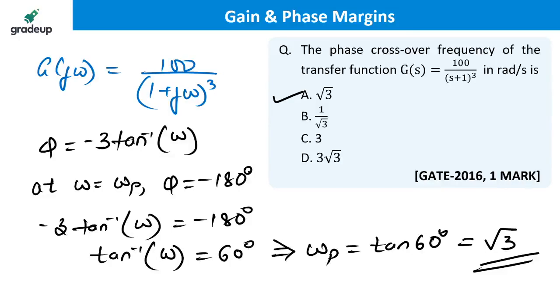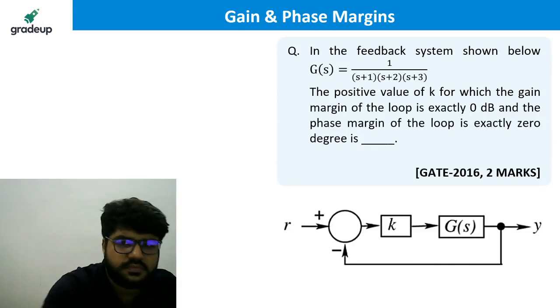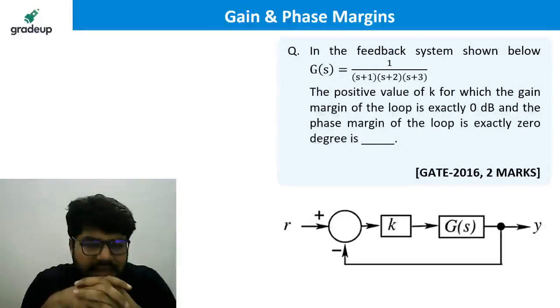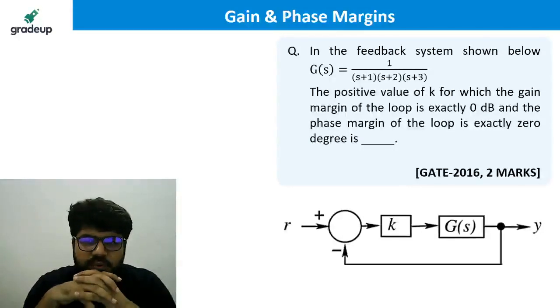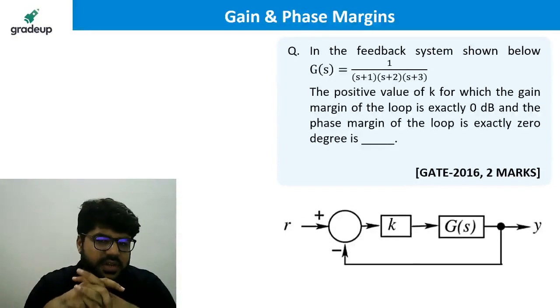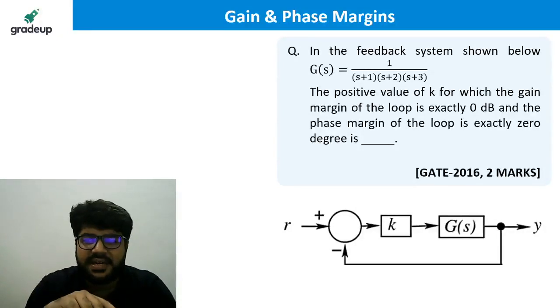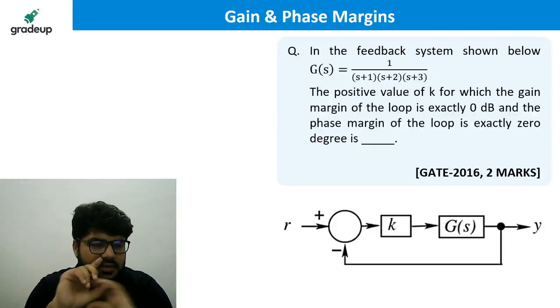Screenshot for this question. Next question. In the feedback system shown below, G(s) equals 1 by (s+1)(s+2)(s+3). The positive value of k for which the gain margin of the loop is exactly 0 dB and the phase margin of the loop is exactly 0 degree.